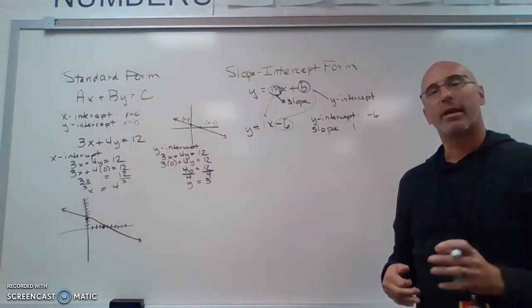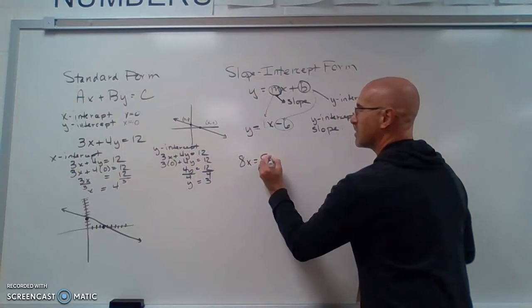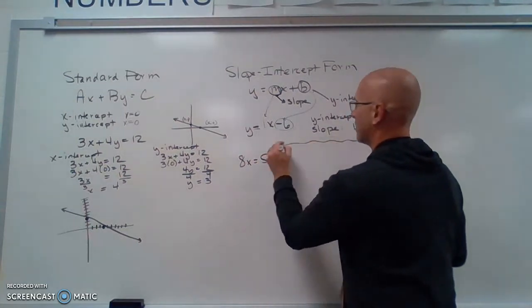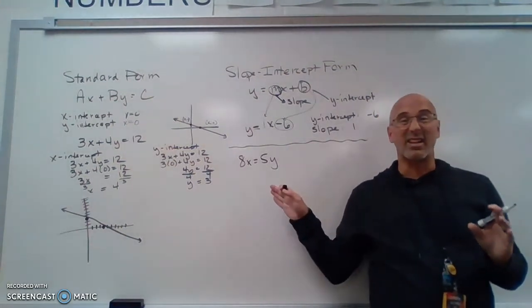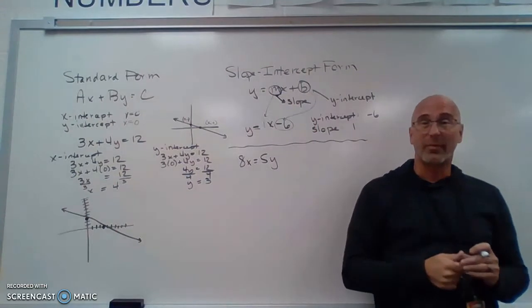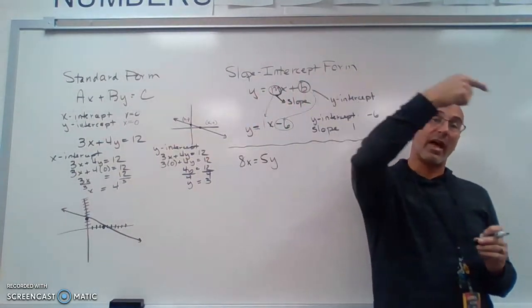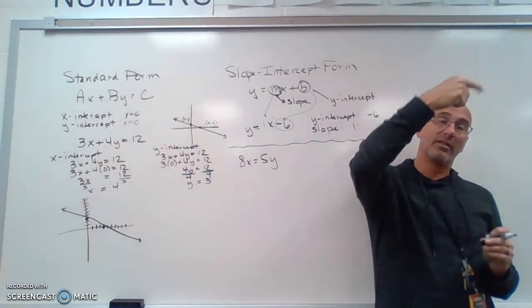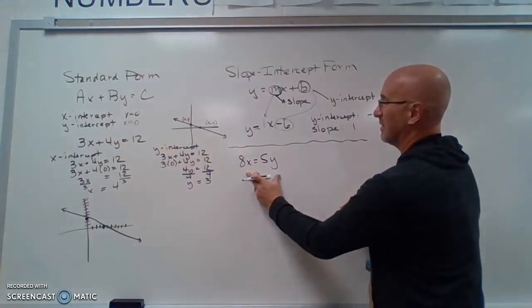Let's do another one that may not be so easy. Let's do 8x equals 5y. Okay. So we have, this is not in slope-intercept form. This doesn't look like this at all. So we have to get it so that the y's are on the left and the x's are on the right. So in this case, they're opposite.